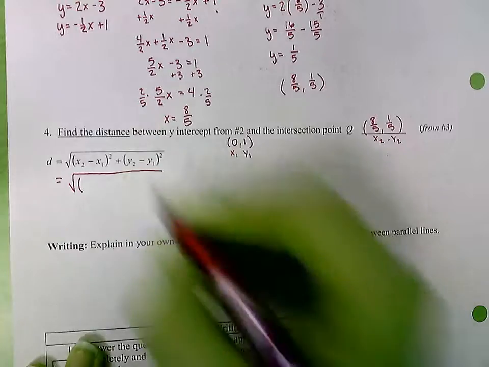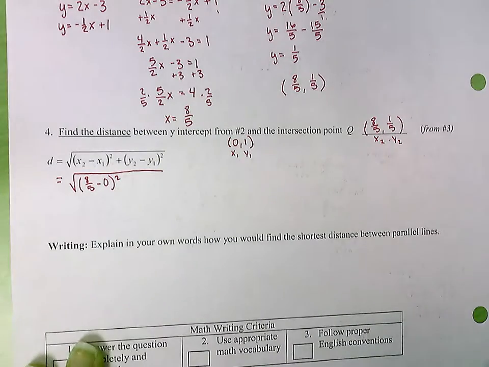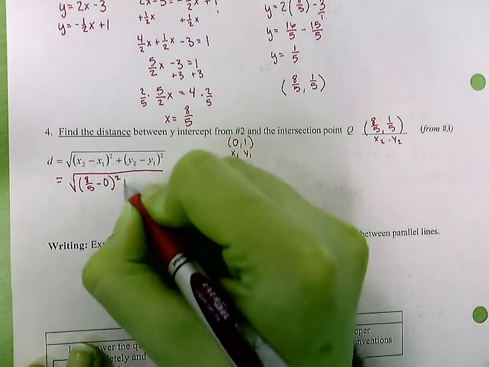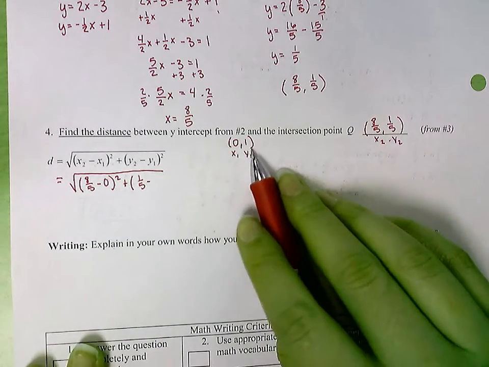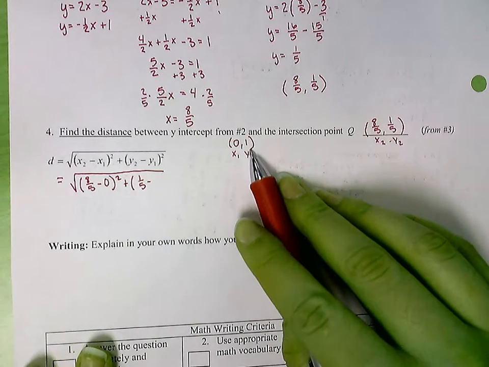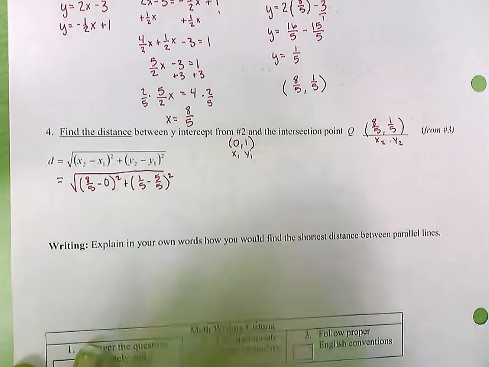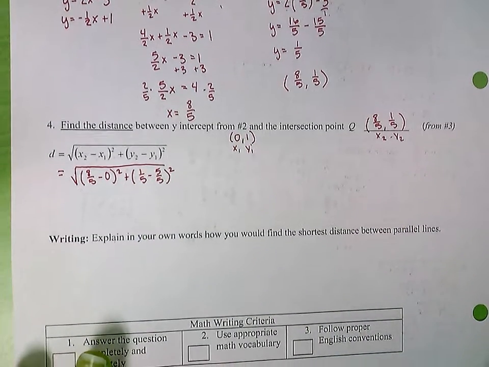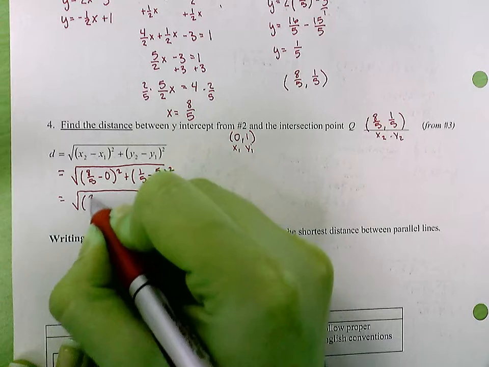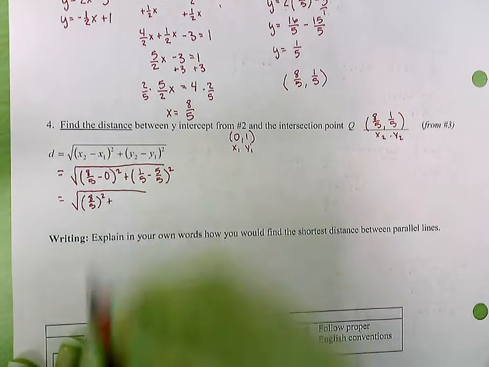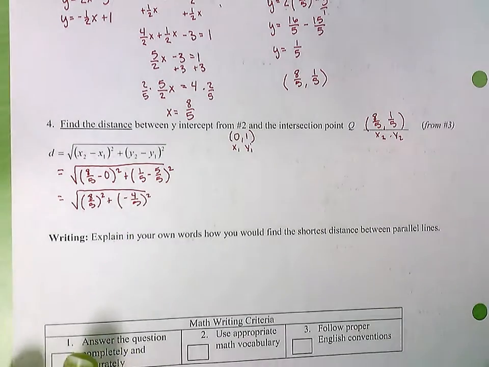Okay, so x sub 2 is 8/5 minus x sub 1 is 0 squared plus y sub 2 is 1/5 minus y sub 1 is 1. Instead of writing 1, can I write 5/5? Okay, so now I have 8/5 squared plus negative 4/5 squared.